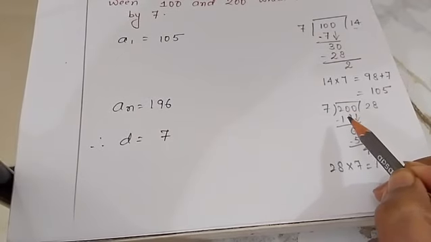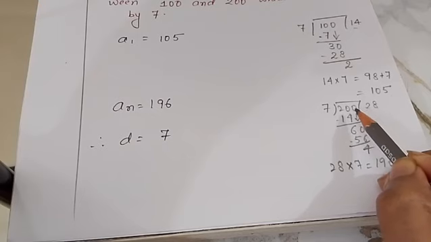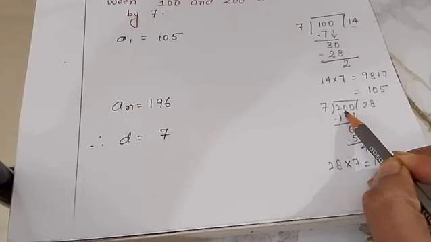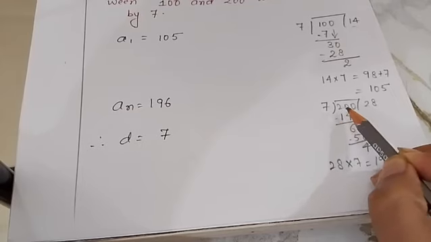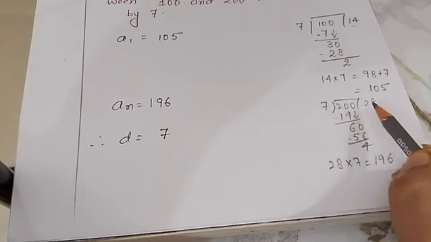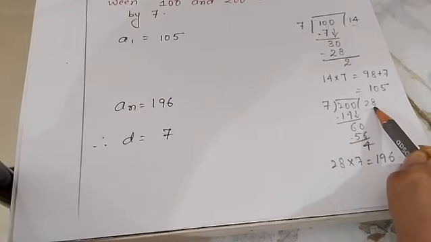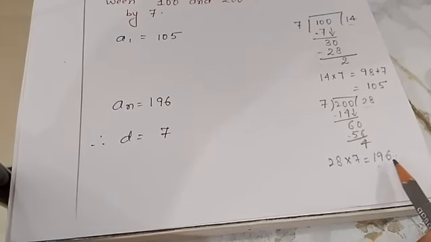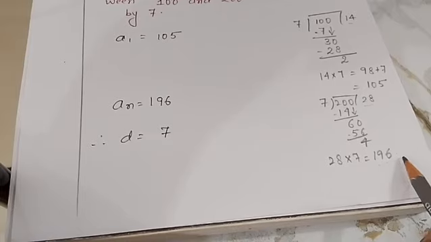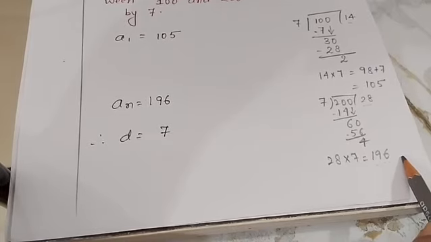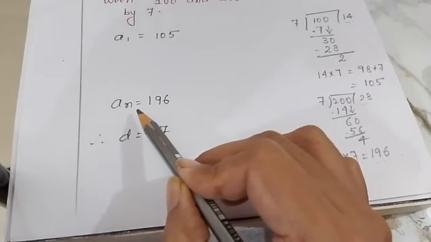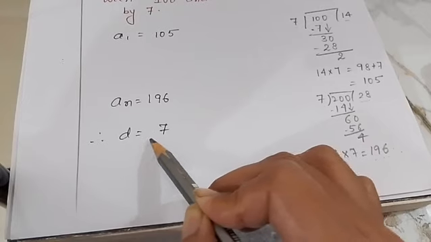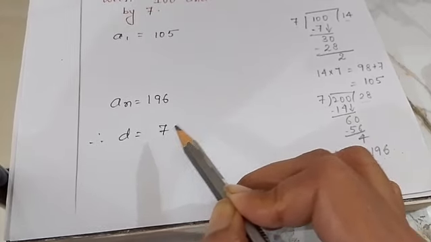Find the last term less than or equal to 200 divisible by 7. Compute 200 divided by 7. We get 28 as a quotient. Now 28 sevens are 196. 196 is less than 200. So the last term an is equal to 196 and the common difference is equal to 7.